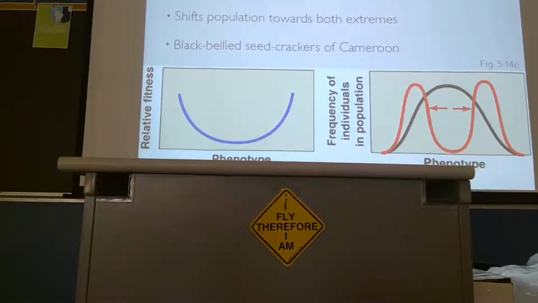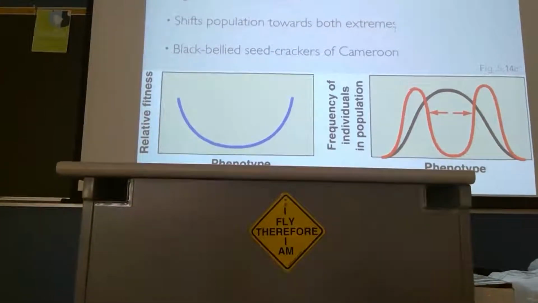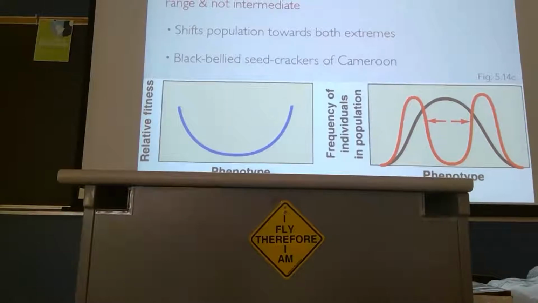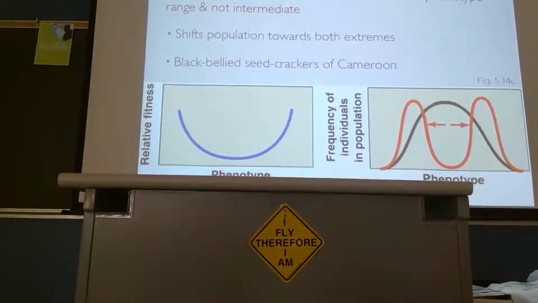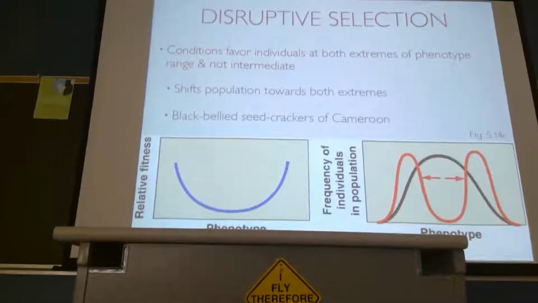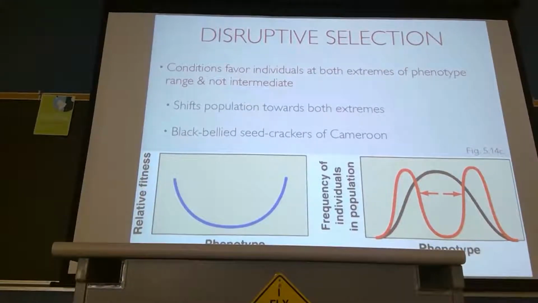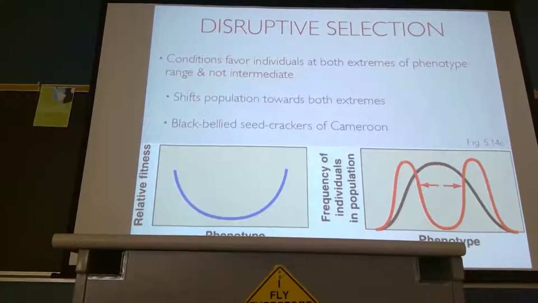The second type of selection is what we call disruptive selection. And this is where, again, you're going to favor both ends of the extreme rather than just one. Essentially, you're disrupting the range of phenotypes that are possible, and we're taking out the middle ones. There must be an advantage to either end of the spectrum. So this is where conditions favor individuals at both extremes of a phenotype range and not the intermediate.